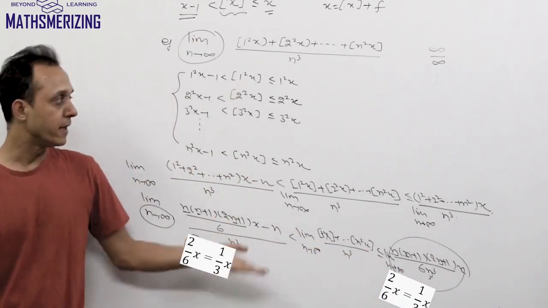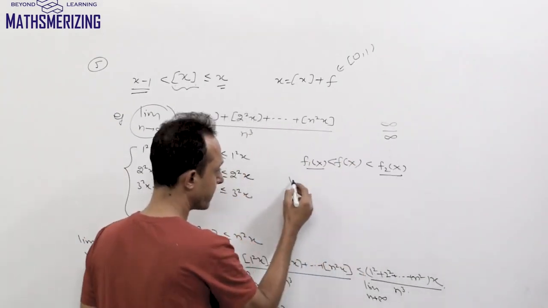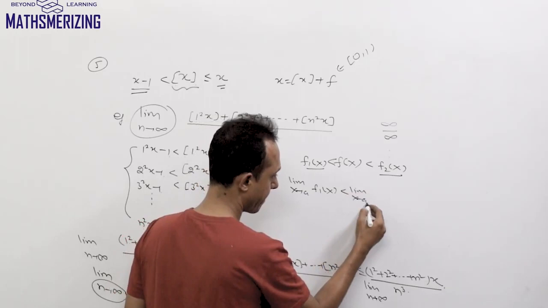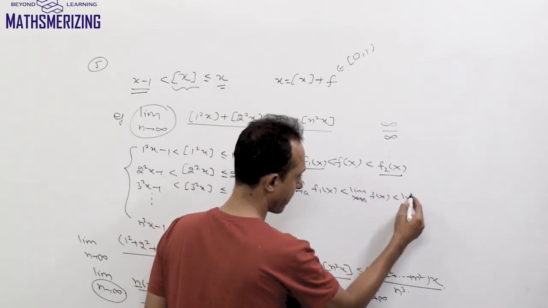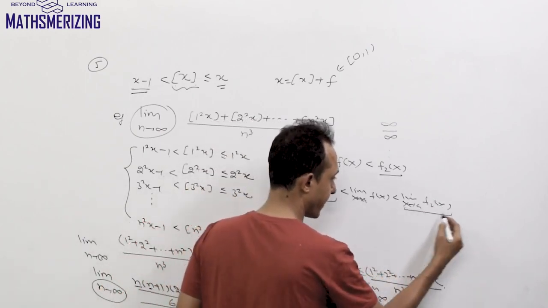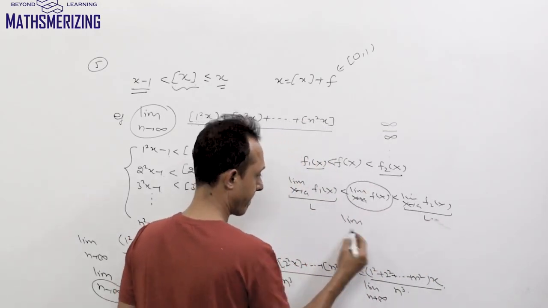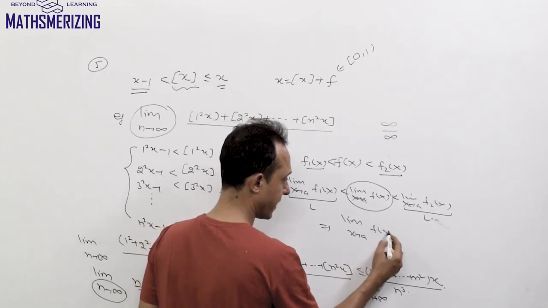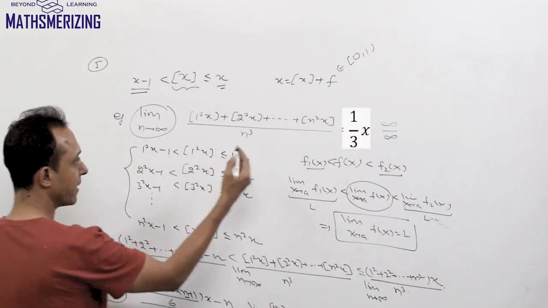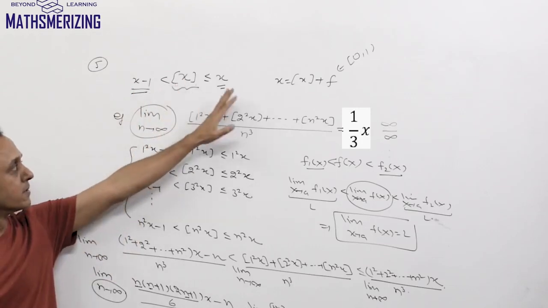Sandwich theorem or squeeze play theorem says if we have a function f(x) which lies between f1(x) and f2(x), and if I take the limit x tends to a of f1(x), if the value of this limit is L and the value of the second limit is also L, then in that case the limit of this function as x tends to a of f(x) will also be L. So from the sandwich theorem we can say that the value of this limit will also be 1 by 3x. We use this property while solving the problems in limits.